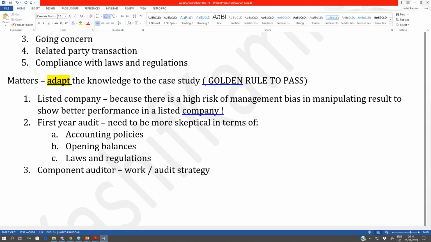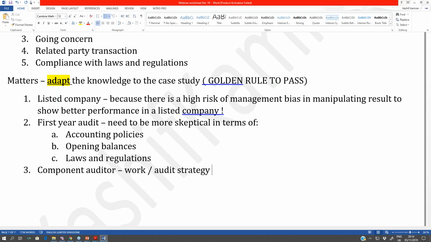So will you be able to continue this answer? I've given you the matters where I need to be more skeptical, but the rule of thumb is you need to read the case study. From within the case study, you will find a matter. If there is an accounting estimate given in a case study, you can write that matter as a matter where I need to be more skeptical. If there is a related party transaction in the case study, you can write related party transaction because that will become a case specific matter.